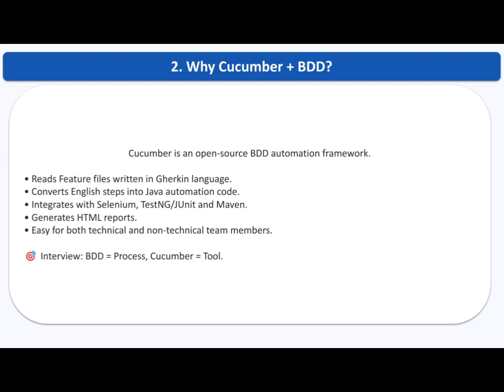Now let's understand why we use Cucumber with BDD. Cucumber is an open-source automation framework that supports the BDD approach. It reads feature files, written in Gherkin language, and connects them with Java code. Cucumber works well with Selenium, TestNG, and Maven. It also generates easy-to-read reports after execution. Remember, BDD is the approach, while Cucumber is the tool that implements it.